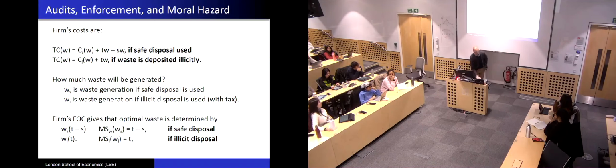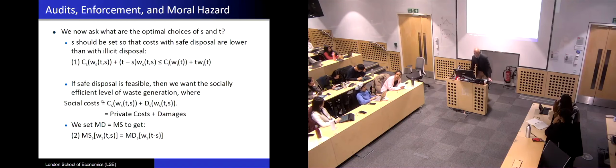So how much waste will be generated? All right, so WS is the waste generation if safe disposal is used, and WI is the waste generation if illicit disposal is used, okay? We tax, okay? So we can get the first order condition, and this is what we're going to get, right? So we're going to get marginal saving equal to T minus S for safe disposal, and for illicit disposal it's just going to be equal to T.